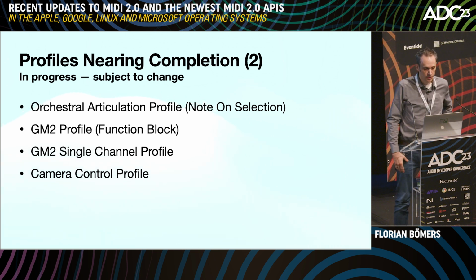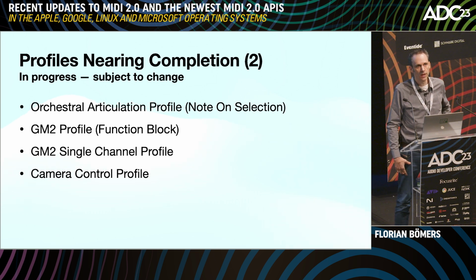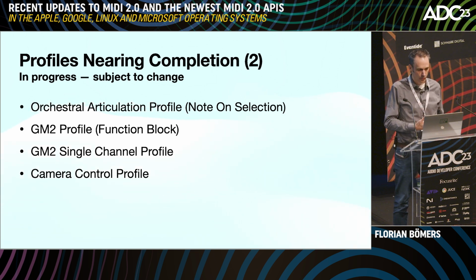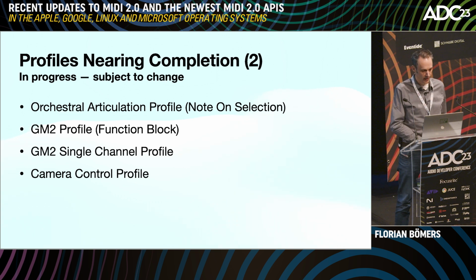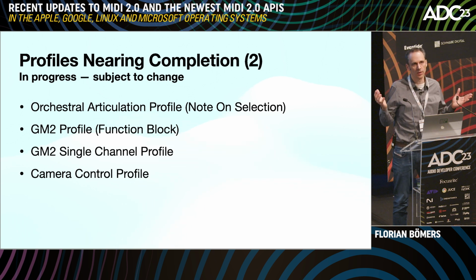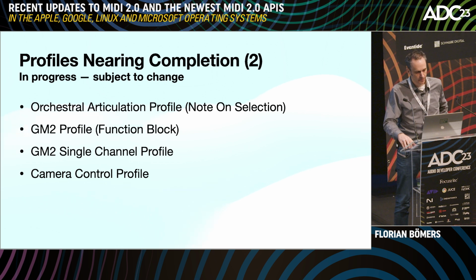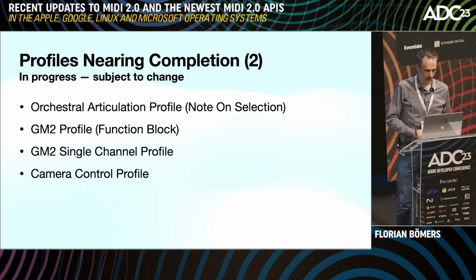Then there are two GM2 profiles for General MIDI 2. This is for older style General MIDI synthesizers. There's one profile that acts on an entire function block, which is sort of a collection of one or more MIDI 2.0 groups. And there's also a single channel profile, so you can enable and disable General MIDI on a given MIDI channel, MIDI 2 channel, or MIDI 1 channel too. So these are simple profiles, but very useful if you're using General MIDI.